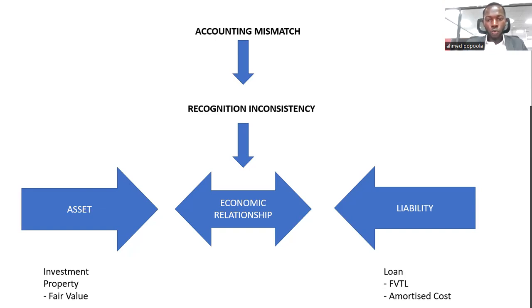What the entity needs to do is to decide to measure the loan at fair value through profit or loss and not at amortized cost. By so doing, the investment property and the loan are being measured in the same way. That is, the investment property is being measured at fair value, while the loan, that is the financial liability in this case, is being measured at fair value through profit or loss. So it means that they have the economic relationship and they are being measured in the same way. So that is on the accounting mismatch.